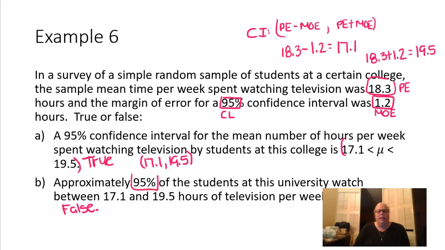But what does that 95% measure? It doesn't measure the amount of students at the school who are watching the television. It's measuring how sure or how confident we are that whatever the mean is, it's going to fall in between these two values right here. So this 95% has absolutely nothing to do with the student population, and it has everything to do with how sure we are that the true mean actually falls between those two numbers right there.